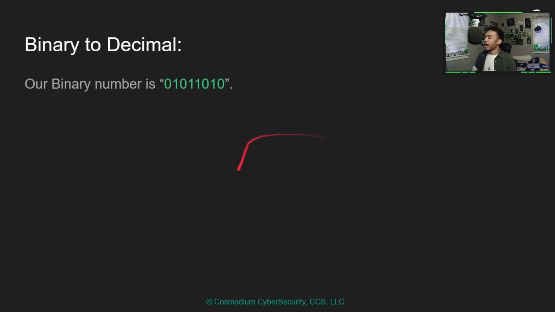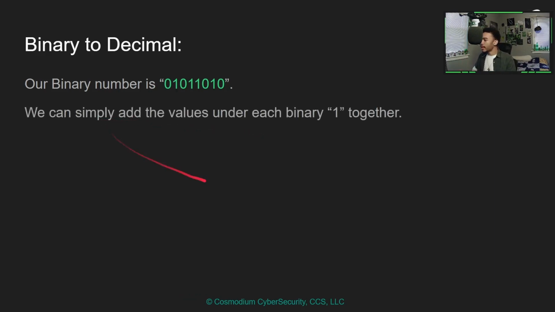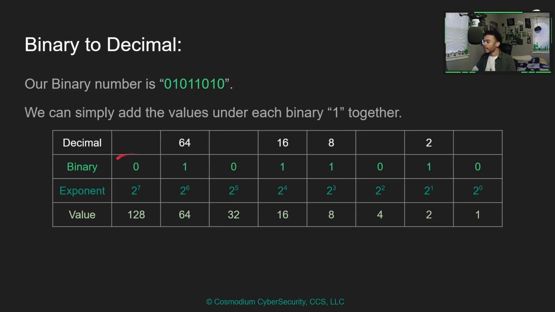So how do we go from binary back to decimal? Well, we have our binary number, which is 01011010. Very simple binary number. At first glance, you may not understand what this number represents. So let's use binary to decimal conversion to be better able to understand what it represents. We can simply add the values represented by each binary one. If we look at our chart, we can see that we have this binary number. And again, each binary bit has a value that represents it, right? This bit has a value of 128, this bit has a value of 64, this bit has a value of 32, and so on.